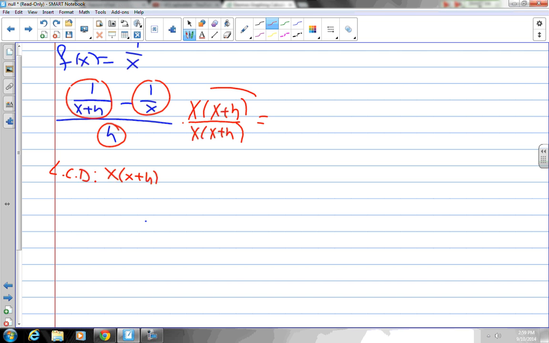So now check this out. If I take this expression and I distribute it, so I have 1 over x plus h and just x plus h. So x plus h is going to cancel. I'm multiplying by x plus h, and I'm dividing by x plus h. So the x plus h cancels. What's left?